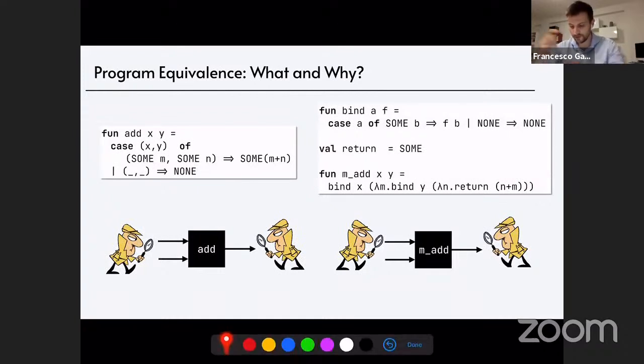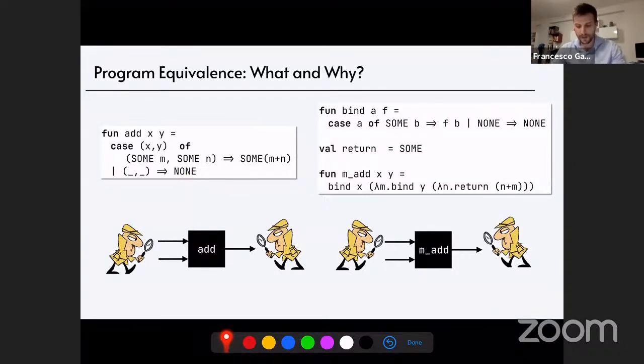Here on the left, we have a simple program to perform the addition, the sum of two numbers inside an option type. Inside the option type, you can have the number, and in that case, you have the sum and the number is inside, or you can have nothing, essentially because maybe the computation failed, and in that case, you have none. This is a simple program that performs the addition of two numbers of that sort.